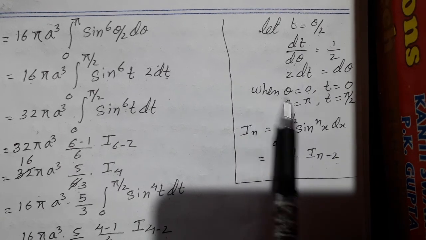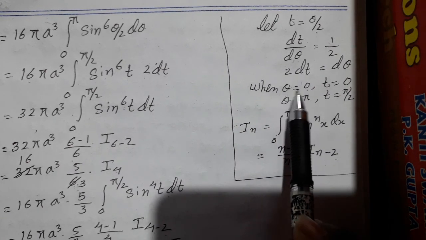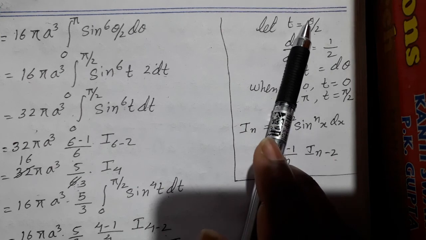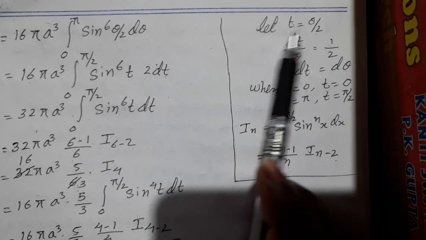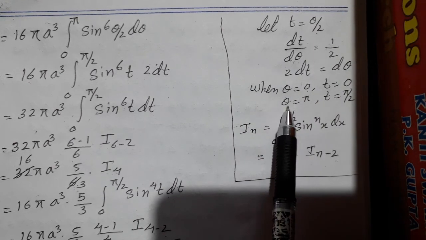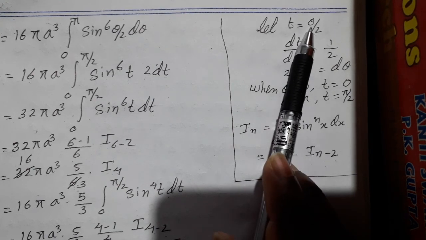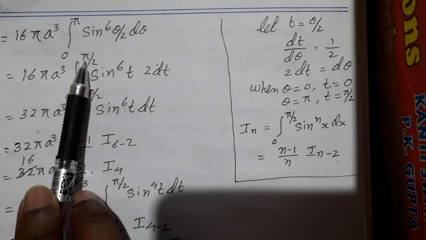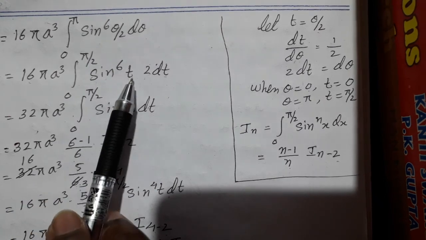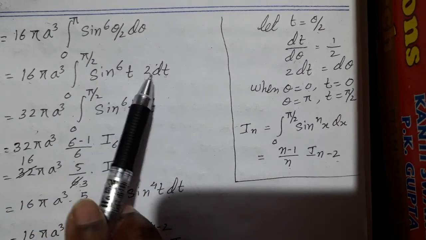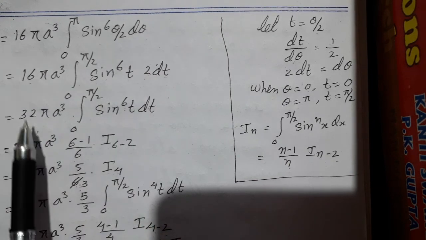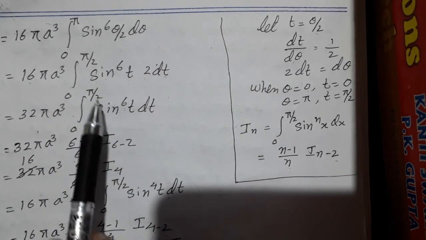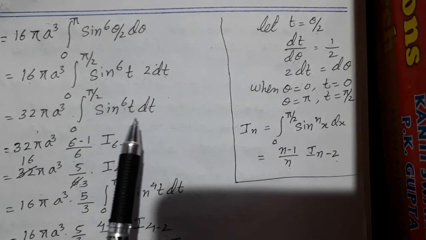We have to change the limits also. When theta is 0, t is 0. When theta is pi, t will be pi by 2. So the limit changes from 0 to pi by 2. Sine to the power 6 t, and here we have 2 dt. So 2 into 16 we get 32 pi a cube, 0 to pi by 2 sine to the power 6 t dt.